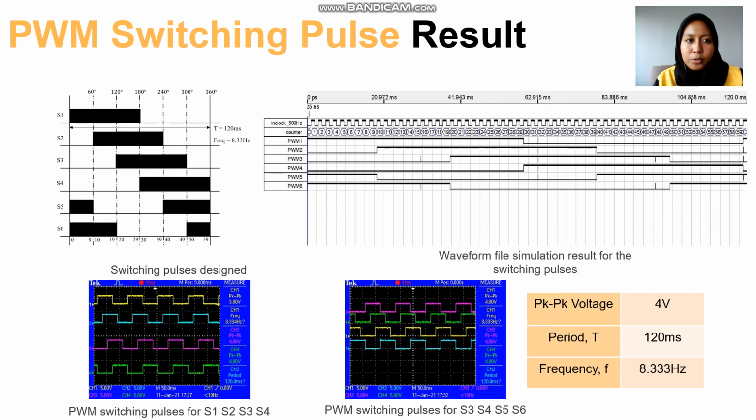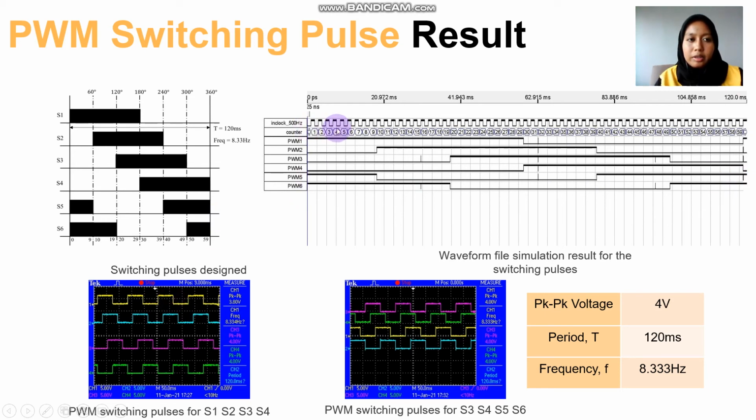Next is the switching pulse result. These are the results obtained from the simulation. Switch 1 will be on from 0 to 29. So here we can see that it is on from 0 to 29, and switch 2 will be on from 10 to 39. Switch 3 will be on from 20 to 49. Switch 4 will be on from 30 to 59, and switch 5 will be on from 0 to 9 and 40 to 59. Switch 6 will be on from 0 to 19 and 50 to 59.